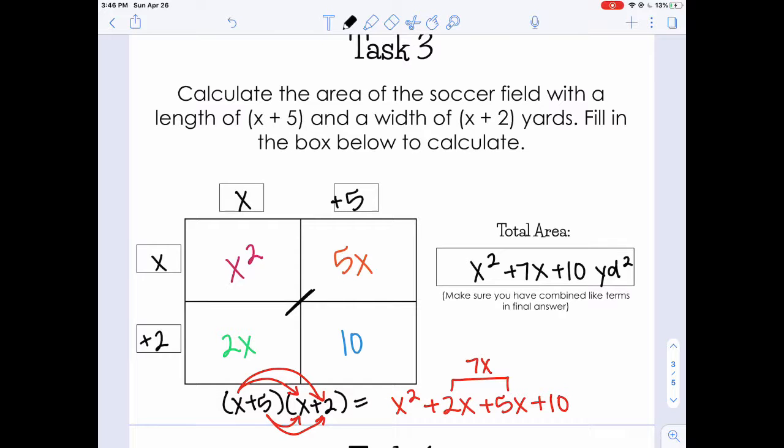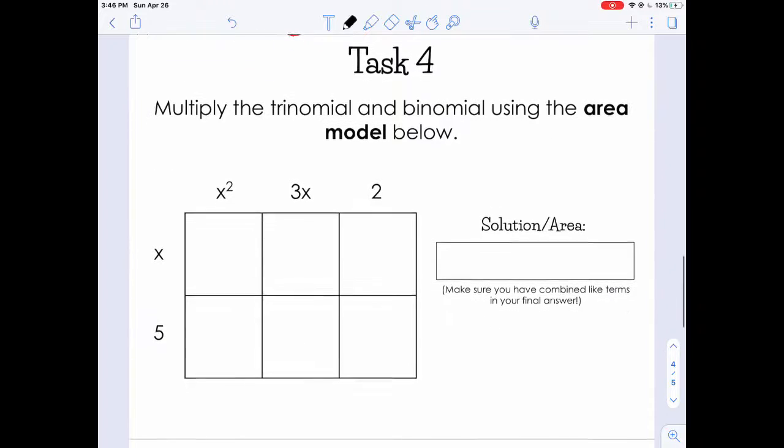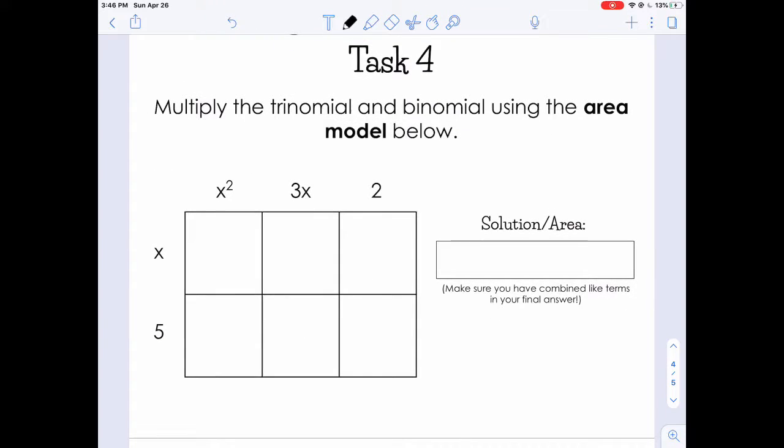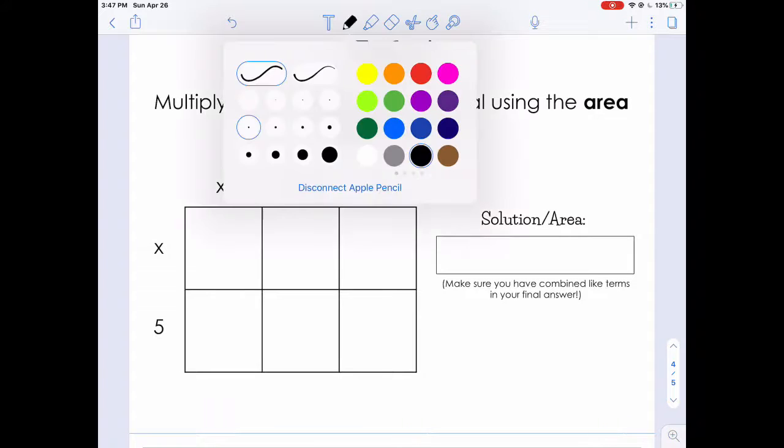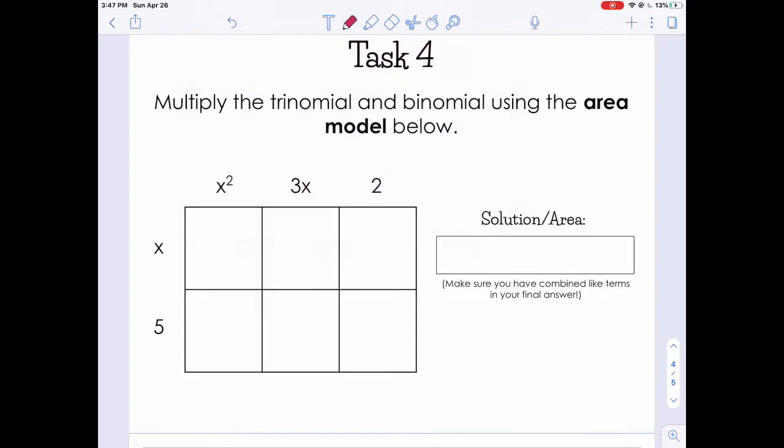Okay, I'm going to look at one more. Task number 4 has a trinomial and a binomial. So now we don't have a situational problem. We're just told to multiply these two together. So one way to do that is using the box method, and that has been set up for us. So yeah, let's try the box method first.